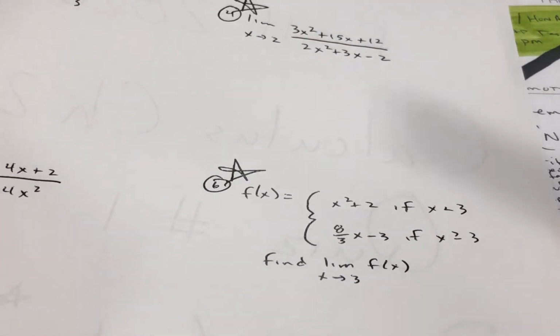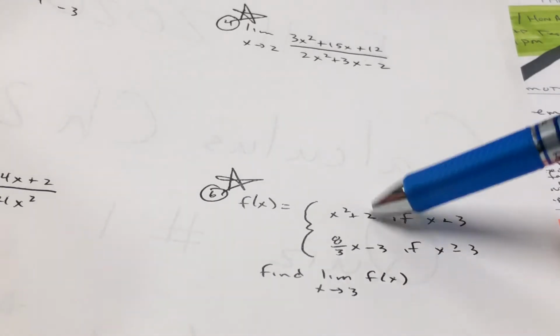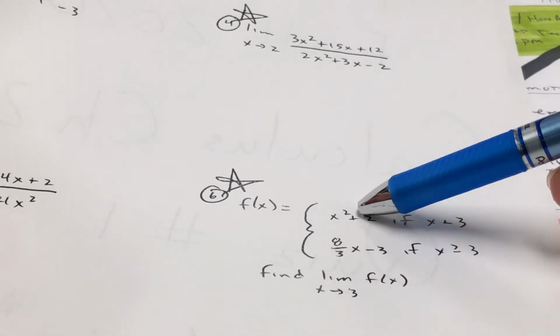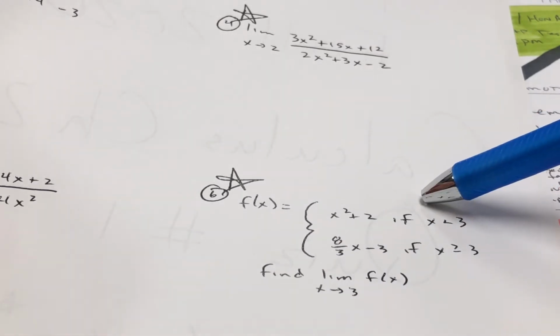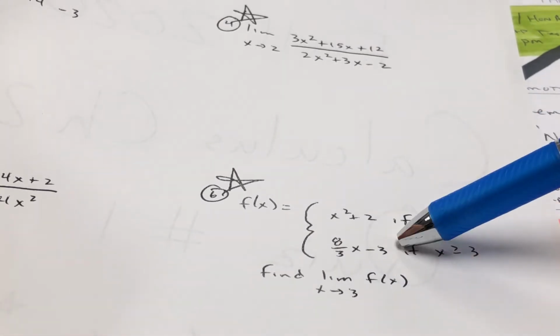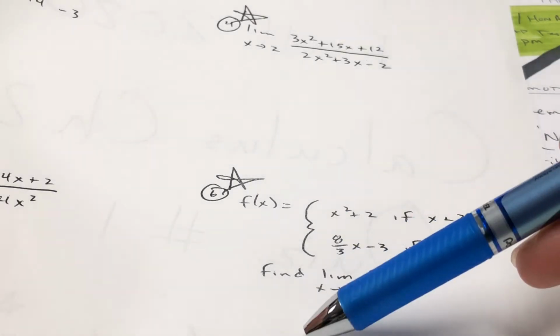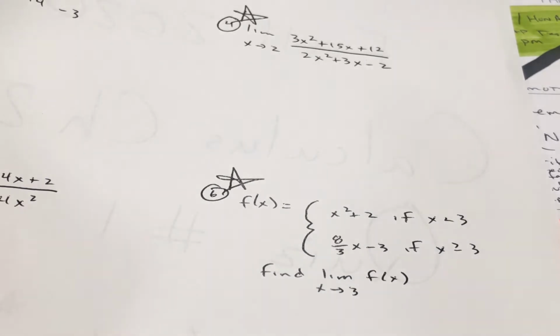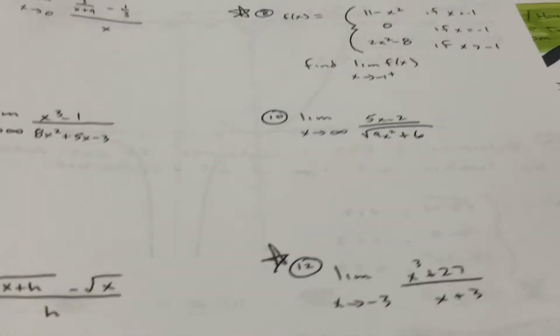On 6, find the limit as x goes to 3. Well, plug in the left side limit. F of 3 from the left side would be 11. Plug in 3 from the right side, and you get 8 minus 3, 5. So because 11 does not equal 5, the left side limit does not equal the right side limit, you would say the limit does not exist.